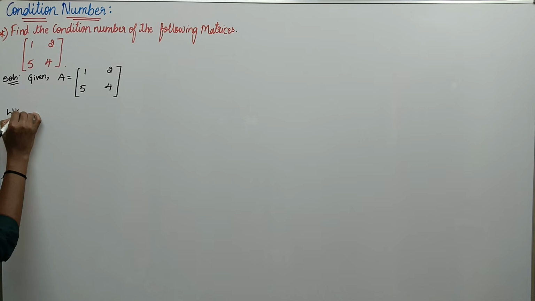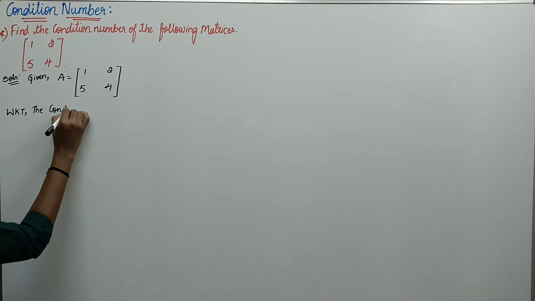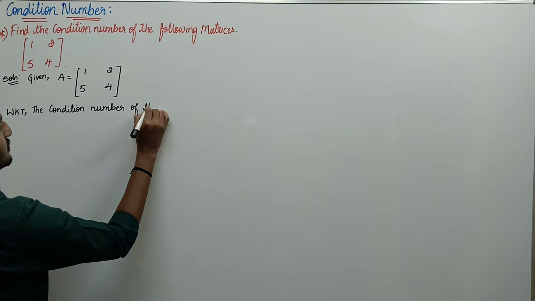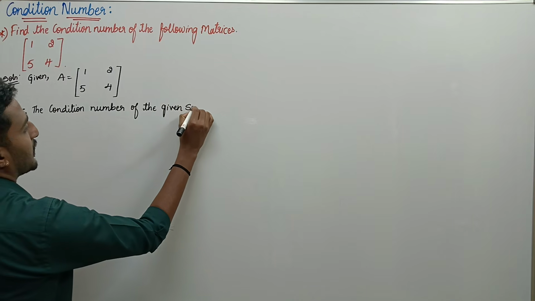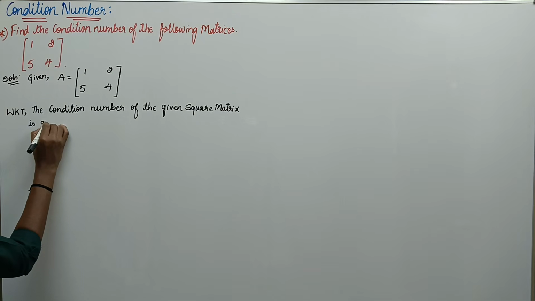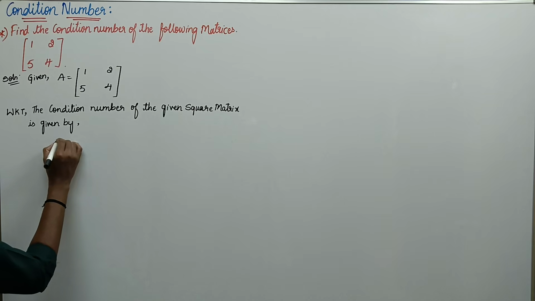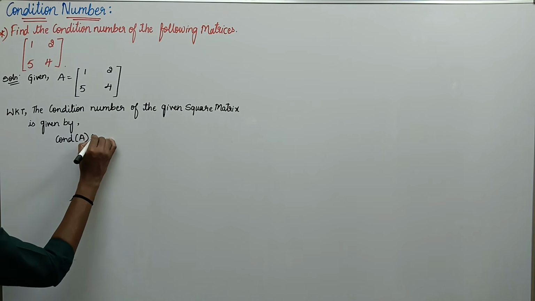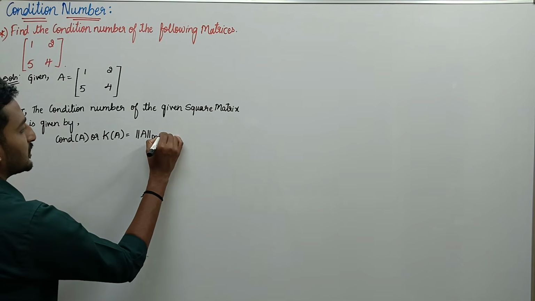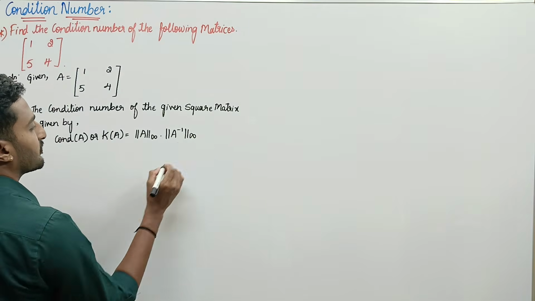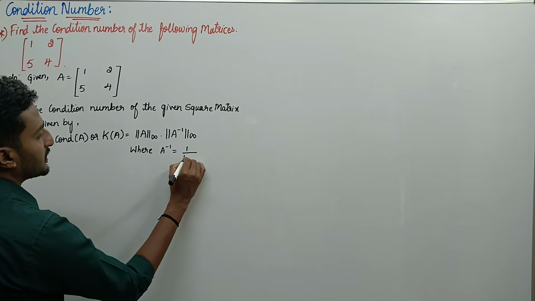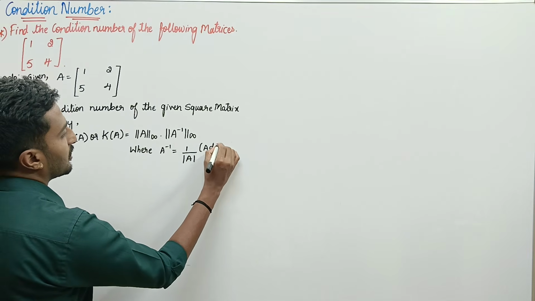We know that the condition number of the given square matrix is given by condition of A or K of A, which is equal to norm A infinity into norm A inverse infinity, where A inverse is equal to 1 by determinant of A into adjoint of A.